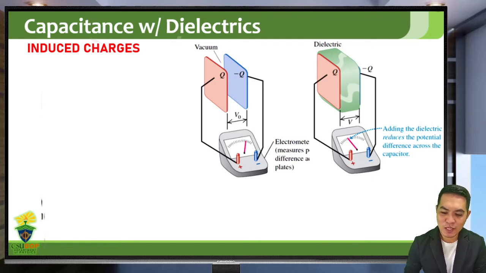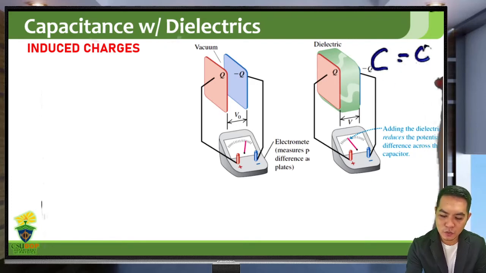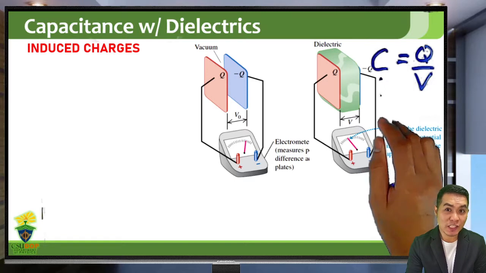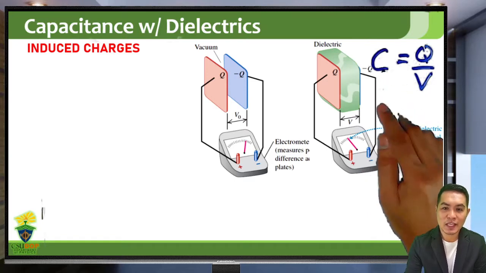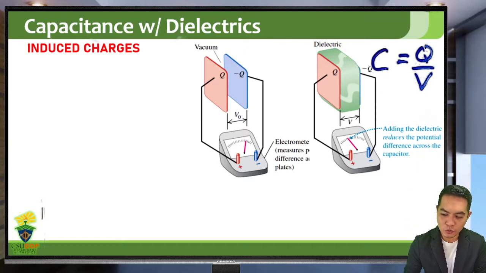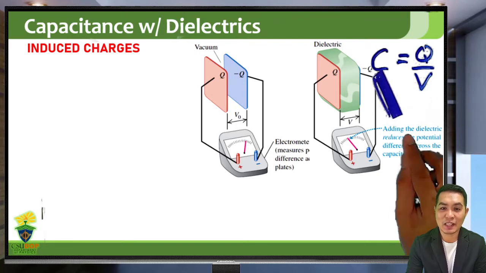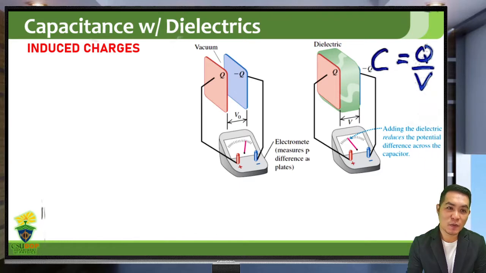Take note that the capacitance is Q over the voltage. Now, if you increase the capacitance by inserting the dielectric, since the capacitance is inversely proportional to your voltage, then that only means that the voltage will decrease. So increasing the capacitance by inserting a dielectric will actually reduce your potential difference.